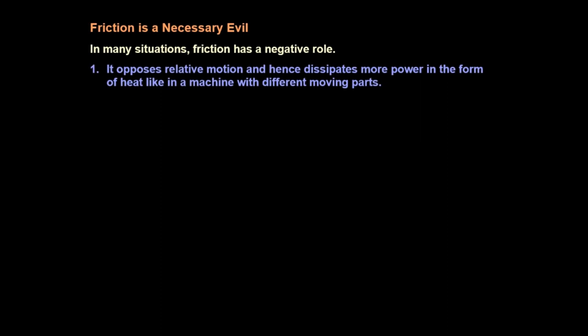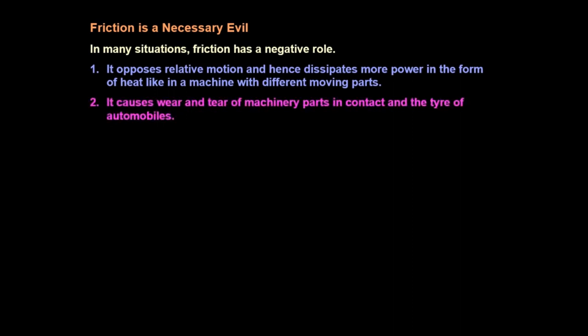Friction is a necessary evil. In many situations, friction has a negative role. It opposes the relative motion and hence dissipates more power in the form of heat, like in a machine with different moving parts. It causes wear and tear of machinery parts in contact and the tires of automobiles.